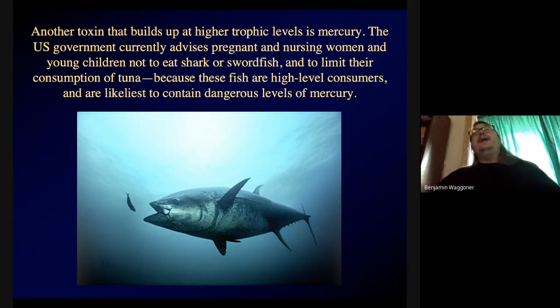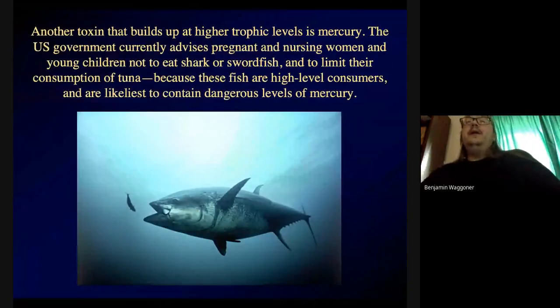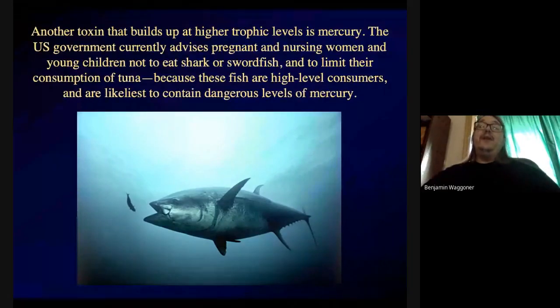And mercury is very bad, especially for developing fetuses and very young children. Mercury poisoning can mess with brain development. And that's why pregnant and nursing women are advised not to eat shark or swordfish, because those are up at the top of the trophic pyramid, and so are tuna. So if you're pregnant or nursing or you're a baby, don't eat shark, don't eat swordfish, limit your tuna, because those are the likeliest to contain mercury levels that are high enough that they could be dangerous.